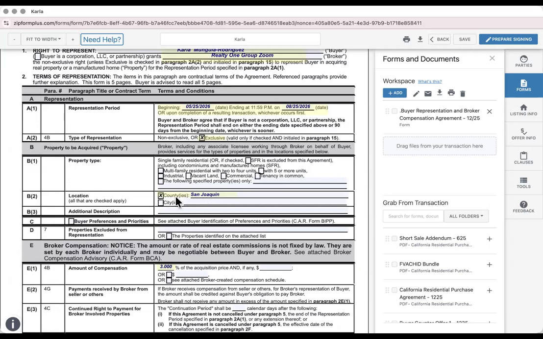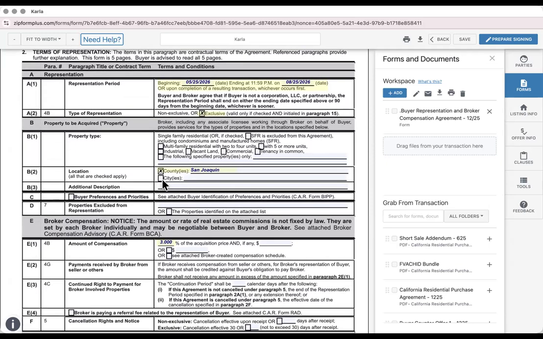Location, counties. Right here, I usually do counties. I don't do cities only because a lot of people will look at certain cities, like they'll want to say, I don't know, just Manteca or something. And then if they put Manteca only and then they find a house in Stockton, they can use a different agent. Does that make sense?